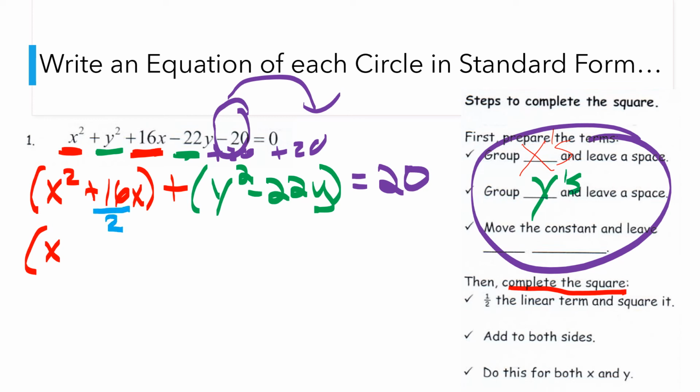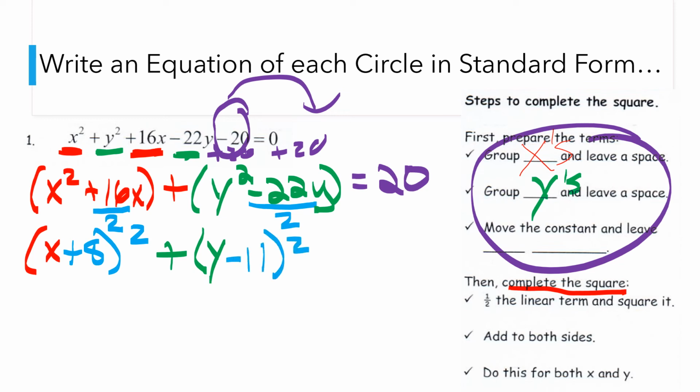So half of 16 would be 8, so it'll be plus 8 squared. Then we do the same thing for the y's. It's going to be half of our b, so in this case, it's -22. So it'll be y minus 11 squared equals 20.